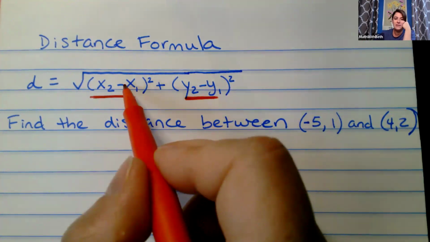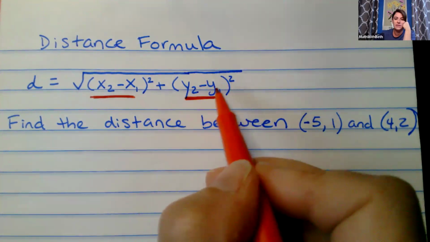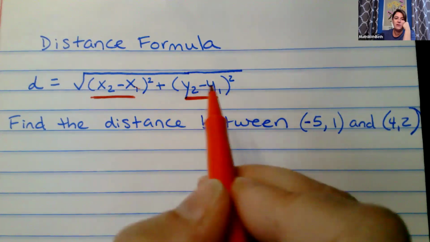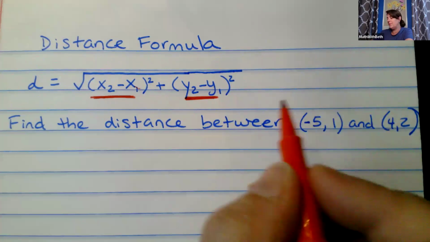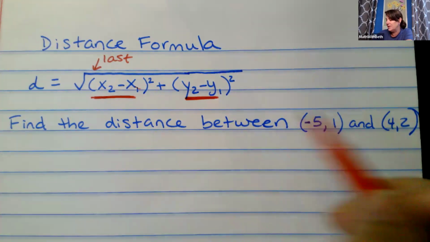Once you subtract, you're then going to square whatever number that is for both of these cases. And then you will add those 2 numbers together. And then finally, you will take the square root. With order of operations, make sure you understand that the square root is the very last thing we're going to do. So let's do an example.